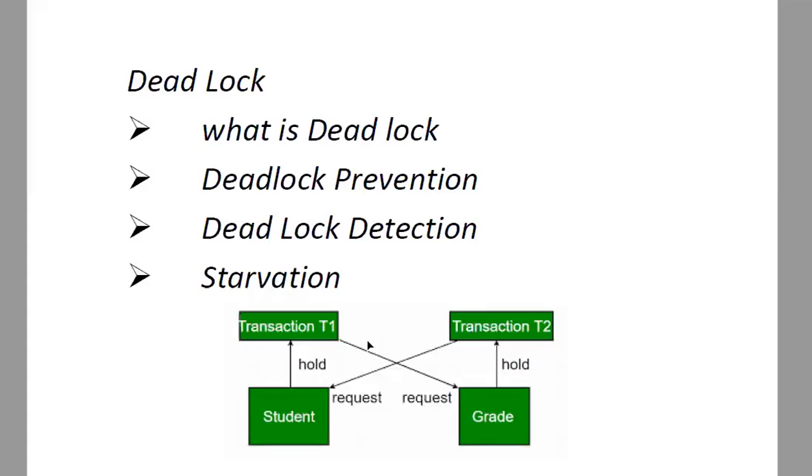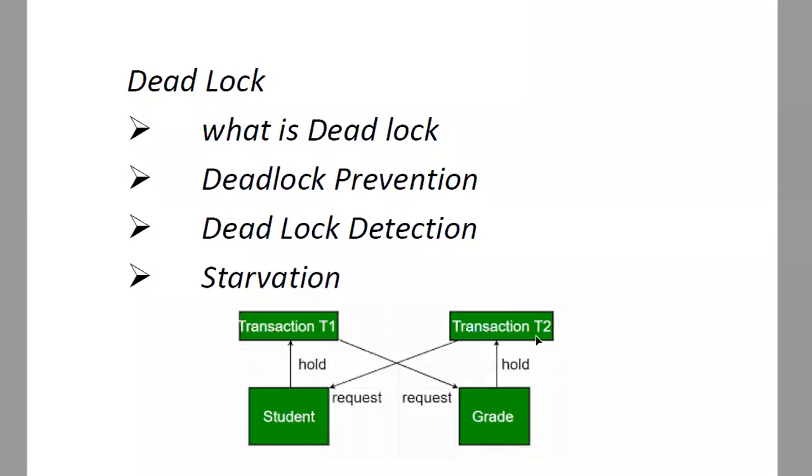Here in this diagram we have two transactions, T1 and T2. Transaction T1 is holding and using the student data. That means it made a lock and it is using the data. The student data is locked by transaction T1, and the same transaction T1 is requesting the grade data, which is already held by transaction T2.